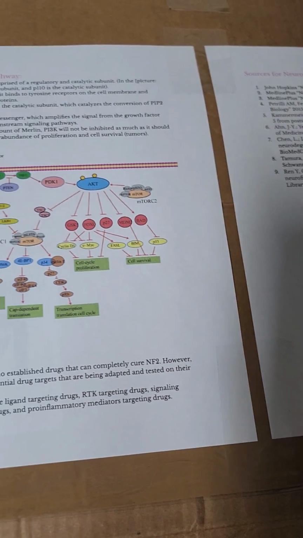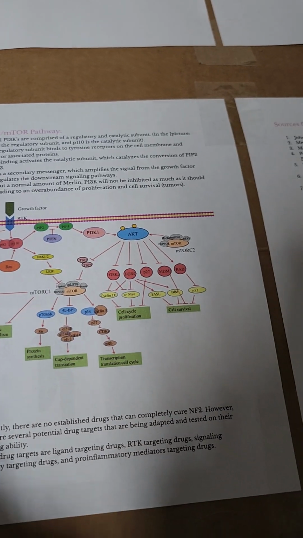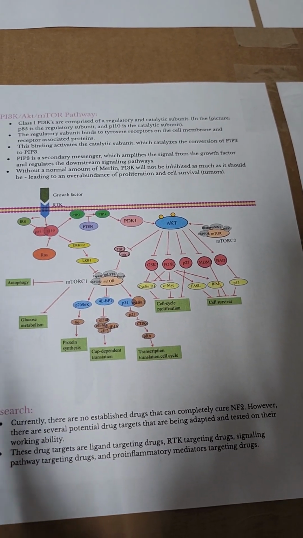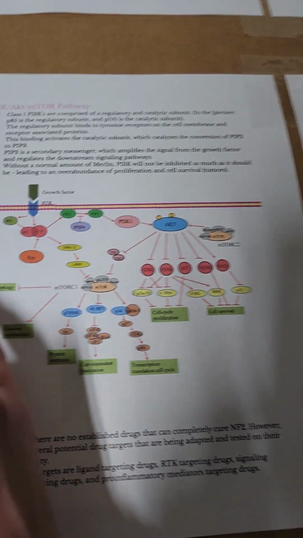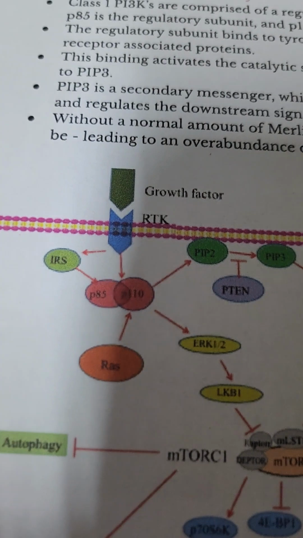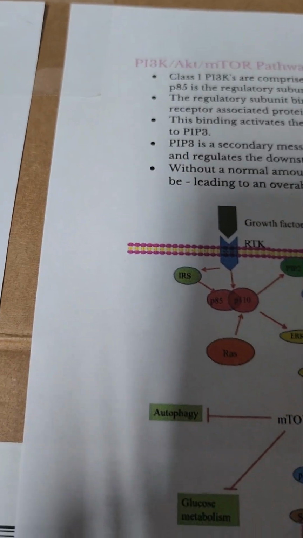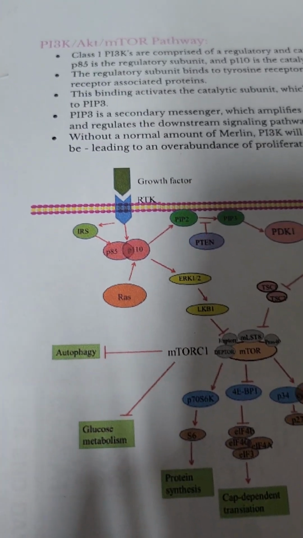This kind of just goes more in depth into the pathway. PIC has 2 subunits. This one here, the P85, is a regulatory subunit, while the P110 is a catalytic subunit.